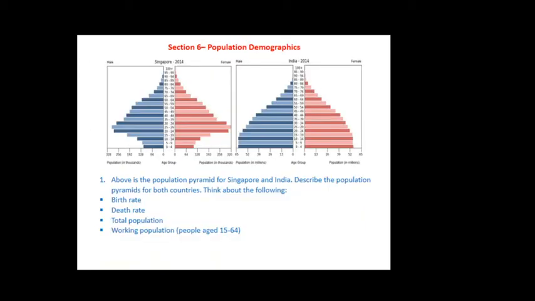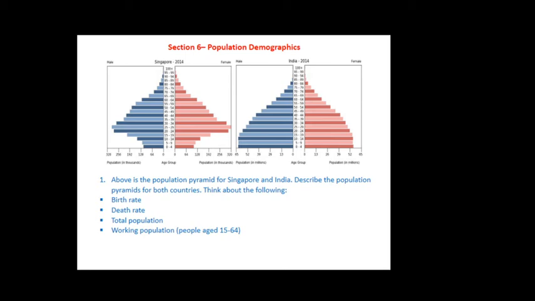Question 6, your population demographics. You've got 2 population pyramids here, both slightly different shapes, one for Singapore, one for India. And you are asked to describe the pyramids for both of those countries and think about things such as the birth rate and the death rate and so on.